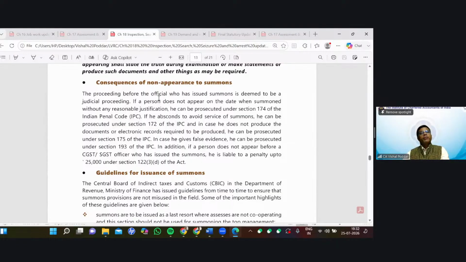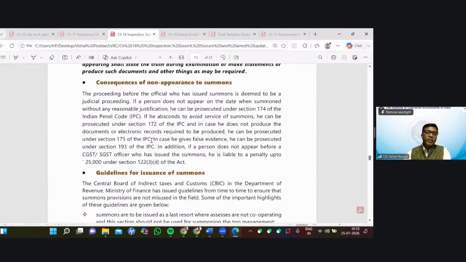The proceedings before the official who has issued the summons are deemed to be judicial proceedings. So if a person does not appear on the date when summoned and there is no reasonable justification, then the person can be prosecuted under section 174 of the Indian Penal Code. If the person absconds to avoid the service of summons, he can again be prosecuted under section 172. And in case he does not produce the documents or records required to be produced, he can be prosecuted under section 175.